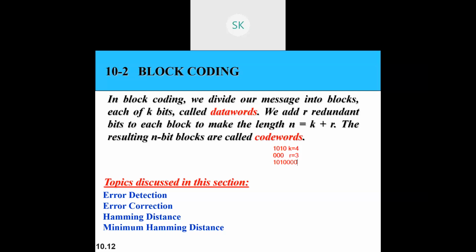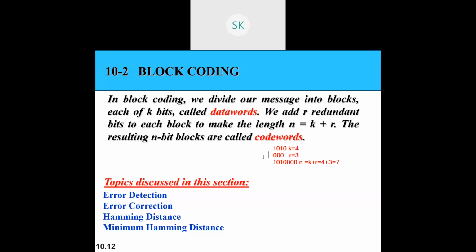You are adding it. So totally, how many? N becomes K plus R, which is equal to 4 plus 3, which is equal to 7. So your block size is 7-bit length. With respect to this, we are transmitting the data from one end to another. Each block that it transmits has a size of 7-bit length. That is what we are transmitting.